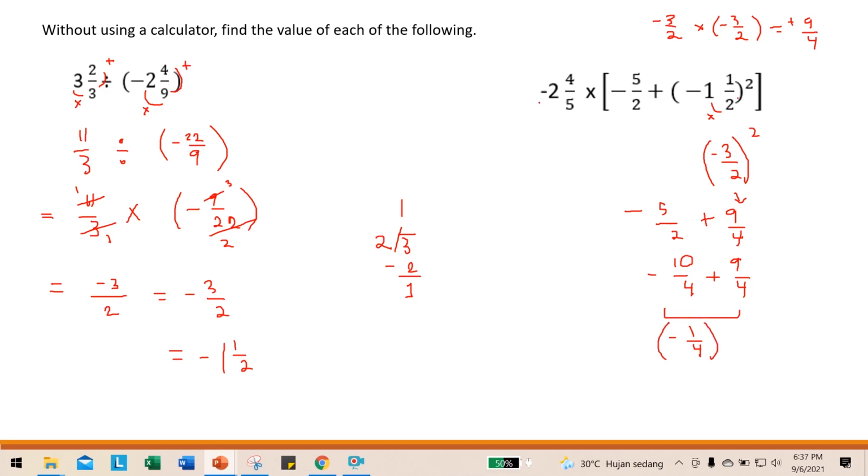And after that, negative 2 times 5 plus 4. So the answer is negative 14 out of 5 times negative 1 out of 4. You may cancel the top and the bottom number, divide by 2. Over here, this is 2, this is 7. This is negative, this is negative. So it means you meet your friend. If you meet your friend, the result is positive.